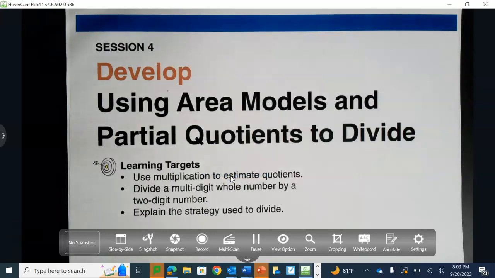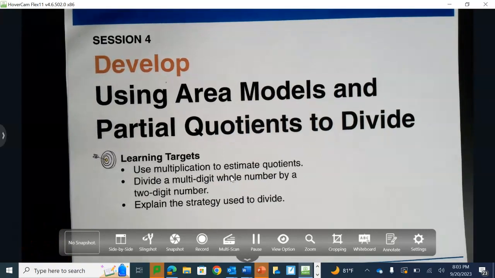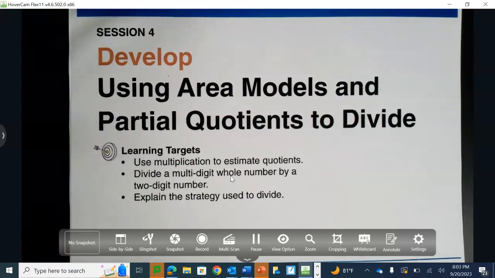Hello, Ms. Butler's class. We are in session 4, develop using area models and partial quotients to divide. Ms. Butler's not here today, so you're watching this on Schoology through YouTube, but stay on Schoology as you are learning about how to divide using area models and partial quotients.